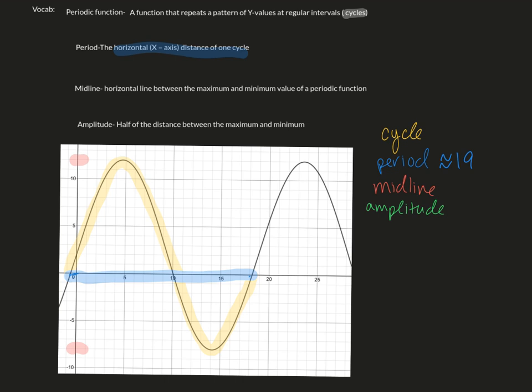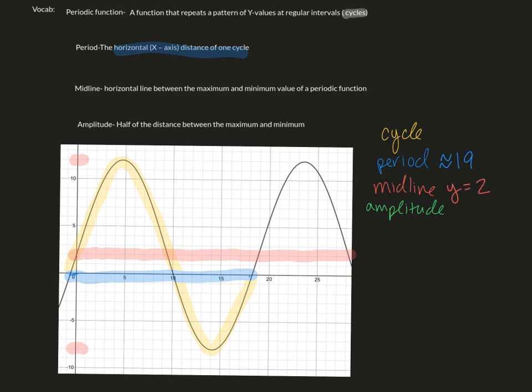So -8 plus 12 is 4, and 4 cut in half is 2. So my midline should be right here, right at 2. Right? That's right exactly in half of both of them. So I would say my midline is y equals 2.